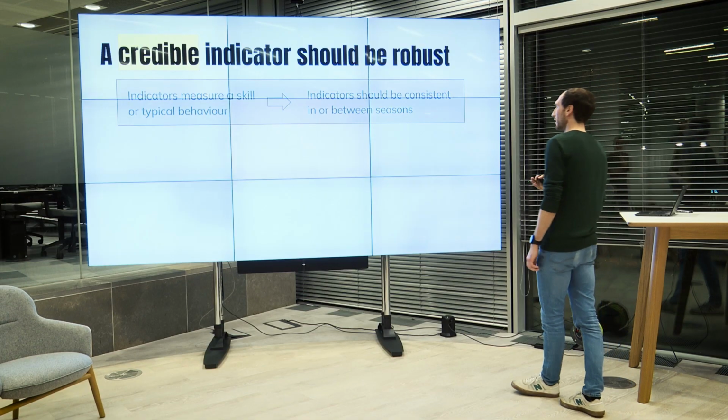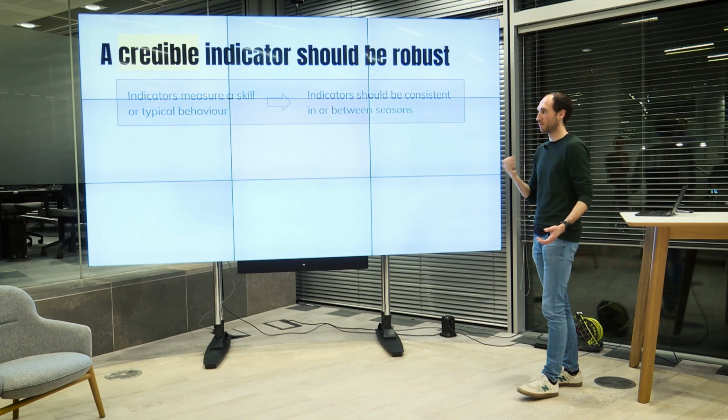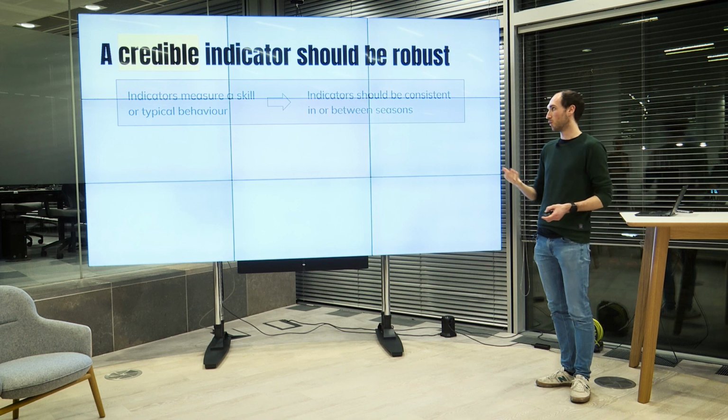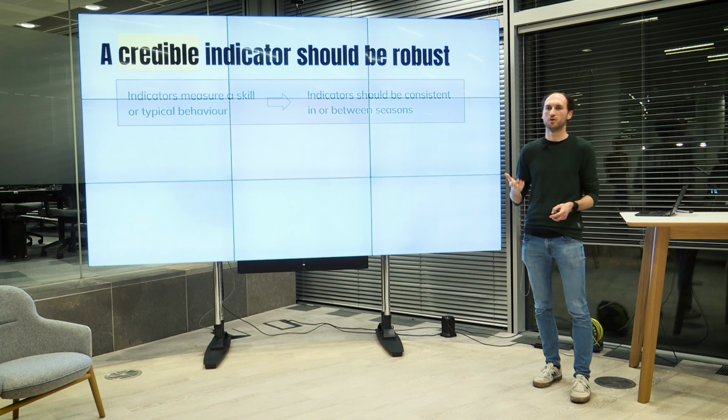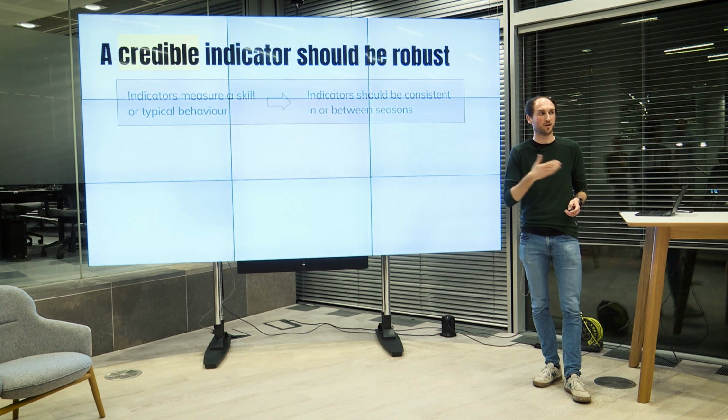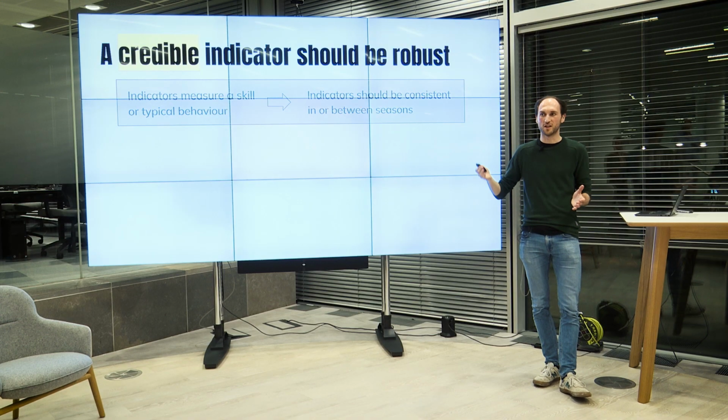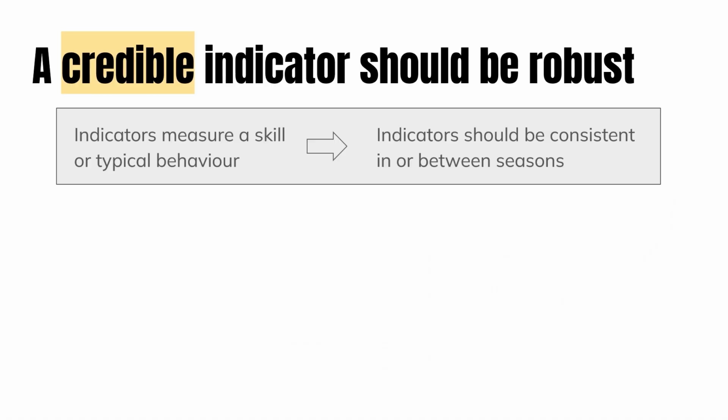Second, to be credible, it's also important that an indicator is somewhat robust. That is, its value should not wildly fluctuate. And that is because indicators are typically designed to measure some kind of skill or capability, such as the finishing skill of a player or offensive contributions. And while this will change over a longer period of time, they should be somewhat stable within a shorter period, such as a single season or even between successive seasons.